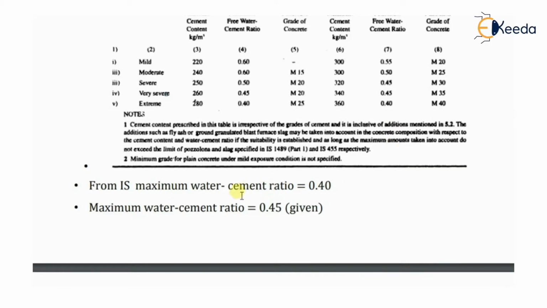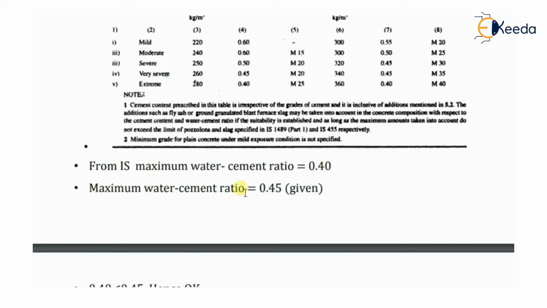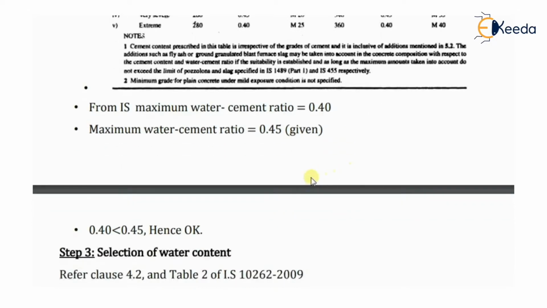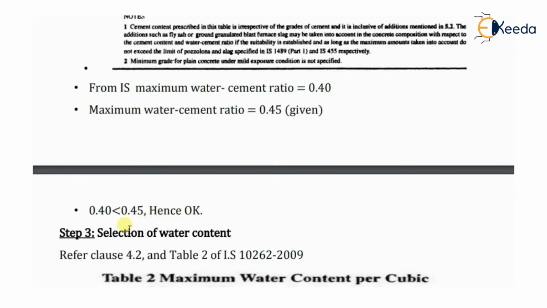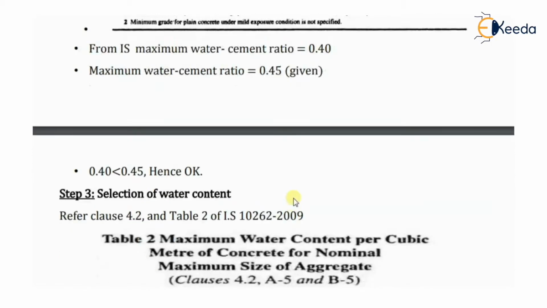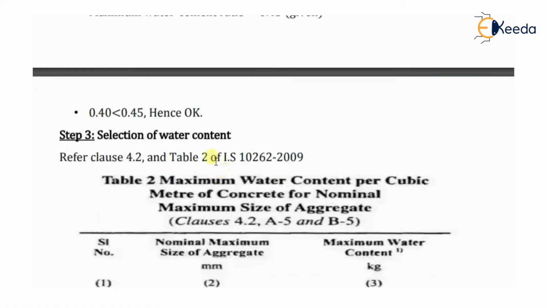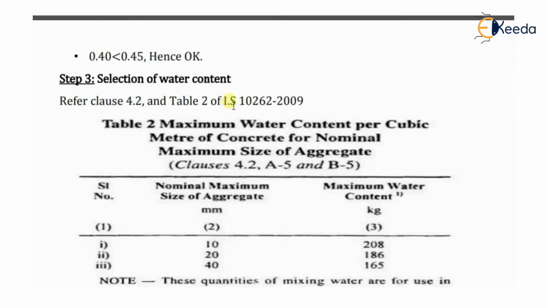So the maximum water cement ratio will be 0.40 or 0.45, but we have to take the lesser, as we know that the lesser the water cement ratio, the more will be the strength of concrete. So we will be taking 0.40. 0.40 is less than 0.45, hence it is okay. So we will be taking 0.40 as the water cement ratio.